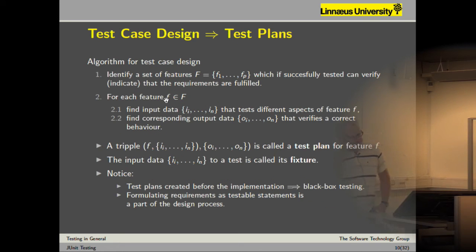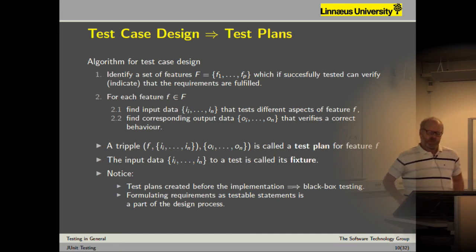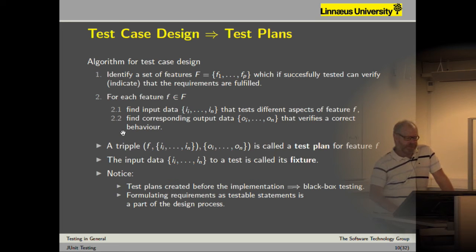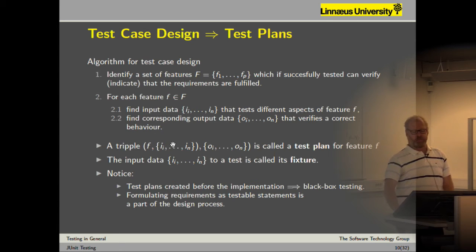Test case design. What do you need to test something? Well, I have some kind of an algorithm here. Identify a set of features which, if successfully tested, can verify or indicate that the requirements are fulfilled. For each feature, find input that tests different aspects of this feature, and find the corresponding output that verifies a correct behavior. A triple of feature, input and output is called a test plan for this feature.